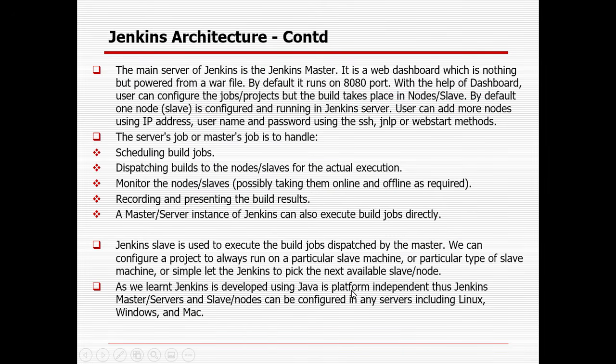The main server of Jenkins is the Jenkins master. It is a web dashboard which is powered from a war file. By default, it runs on port 8080, but you can change the port as well. With the help of the dashboard, the user can configure the job or project, but the build takes place in the node or slave only. By default, one node, termed a slave, is configured and running in the Jenkins server. The user can add more nodes using an IP address, username and password with the help of SSH, JNLP or WebStart methods.